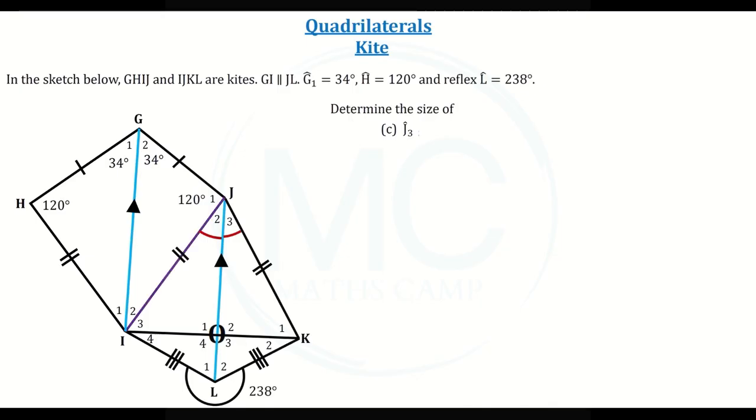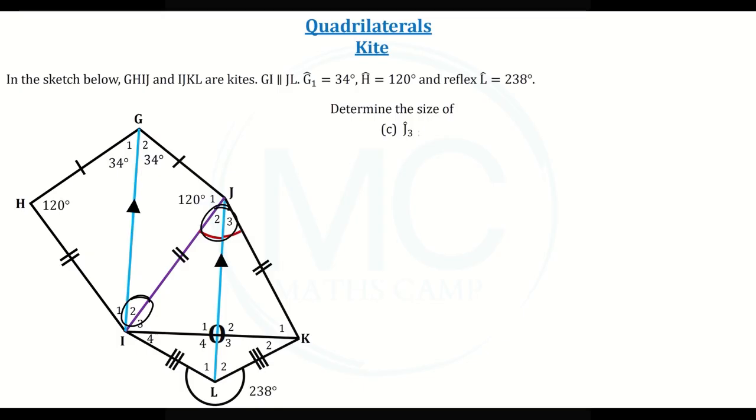Now we've created a Z shape, and angle J2 sits inside the Z shape, but we also see that angle I2 sits inside the Z shape. So these are alternate angles, which means that J2 is equal to angle I2. Angle I2 sits inside kite GHIJ, and we already have quite a bit of information for this kite.